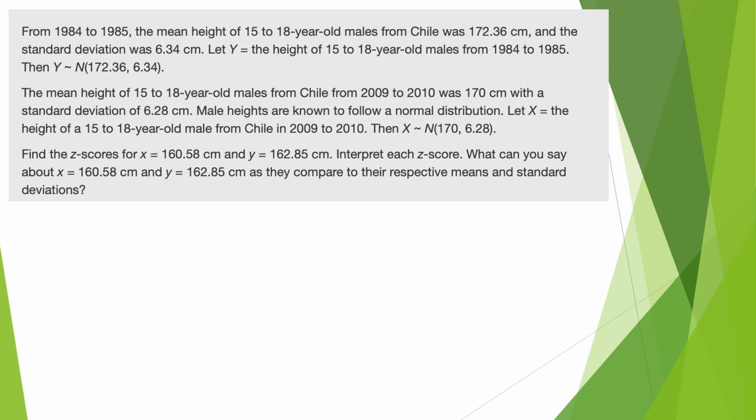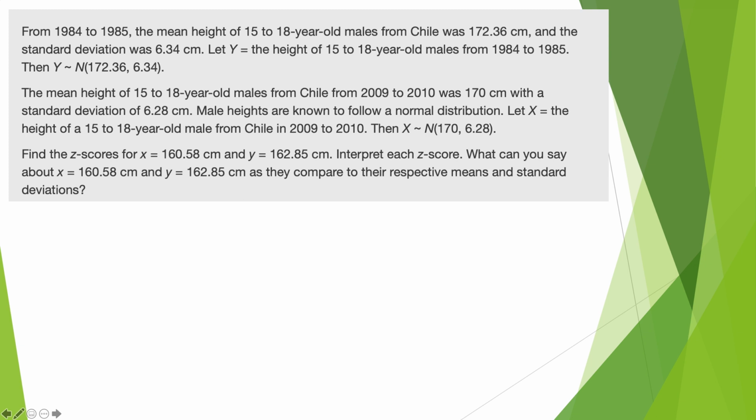Male heights are known to follow a normal distribution. So in the first case, they called it Y, just so you could tell the two of them apart. It's a normal distribution with the mean of 172.36 and the standard deviation of 6.34. And then for the second one, it's the normal distribution with a mean of 170 and 6.28 as your standard deviation.